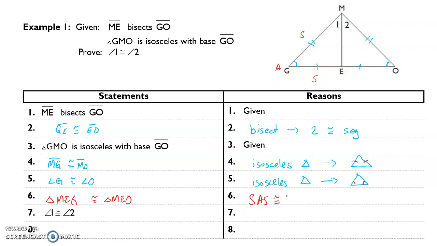Could we have done side, side, side? Sure. We didn't need to state that the angles were congruent. We could have used the reflexive property. Now that my triangles are congruent, angle 1 is congruent to angle 2 because corresponding parts of congruent triangles are congruent.